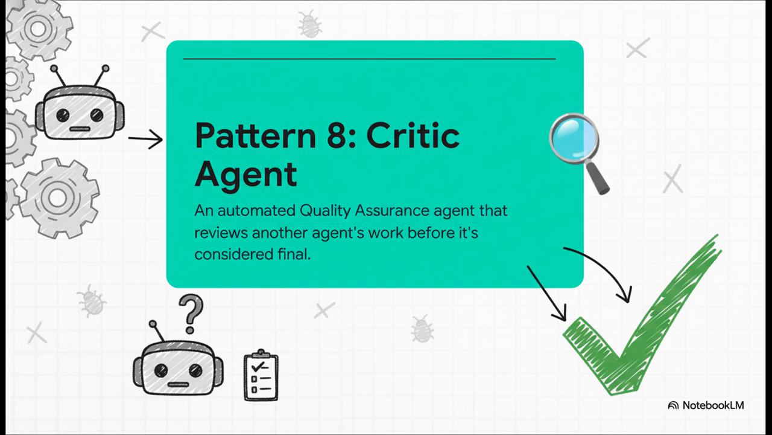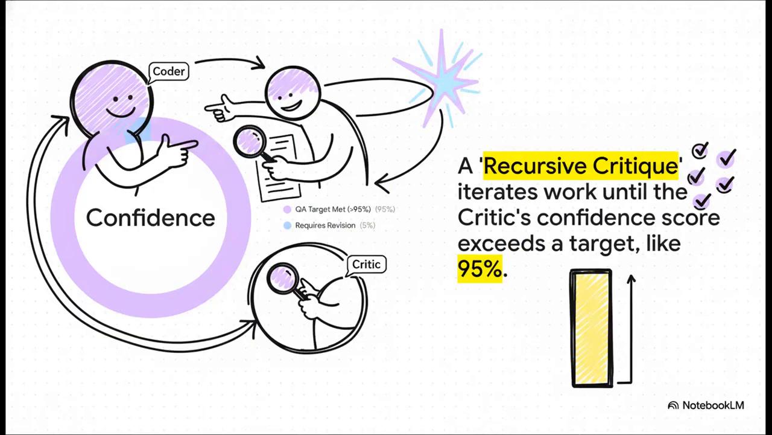You're basically building an automated QA tester right into your swarm. So when a coder agent says it's finished, it's not actually done. The work immediately gets passed to a Critic Agent, whose one and only job is to poke holes in it, to find bugs, flaws, and logical mistakes. And this chart shows you the goal perfectly. The system can do what's called a recursive critique. The coder and the critic go back and forth, making the work better and better, until the critic's confidence score about the quality hits a certain target, like 95%. Only then is the task marked as complete.